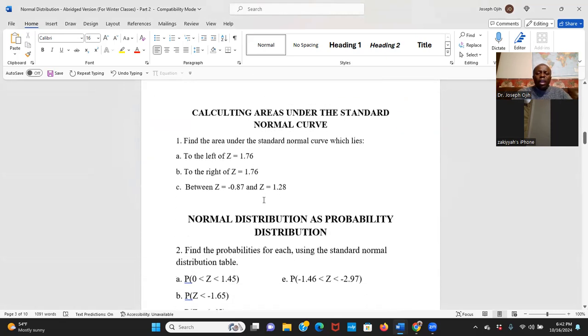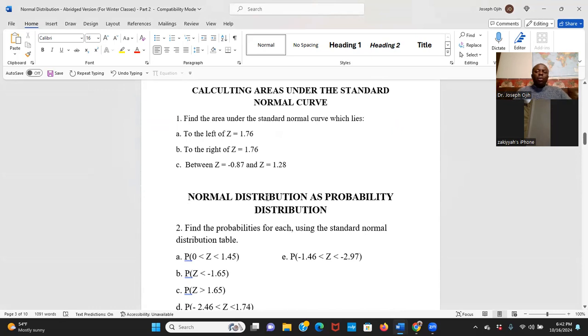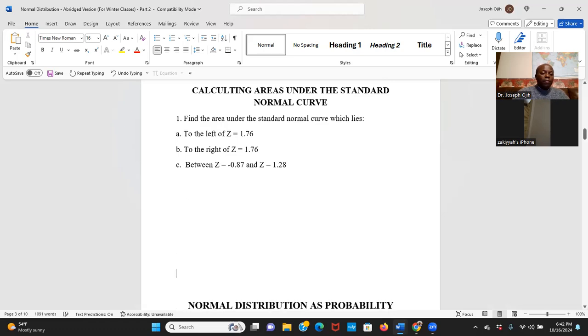Now, let us see how to calculate the area under the standard normal distribution. Calculating the area is the same as saying to find the probability. So now let's look at the first one. Find the area under the standard normal curve which lies to the left of Z equals 1.76. It's the same as asking you to find the probability. Anyway, let's do the first one.